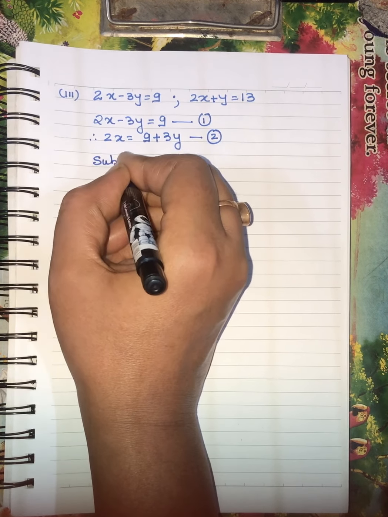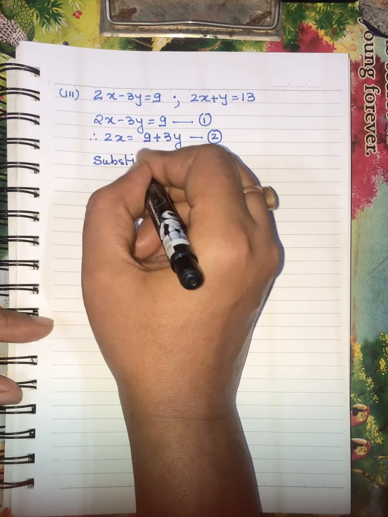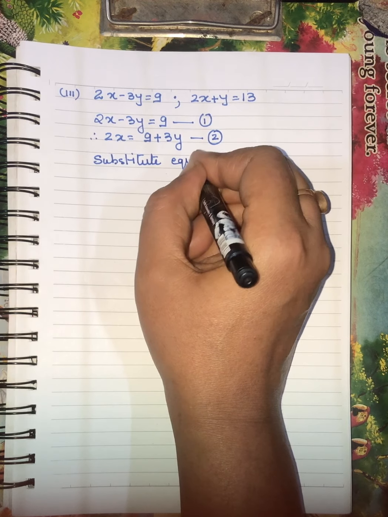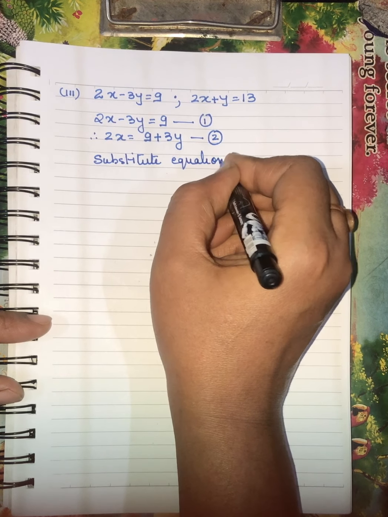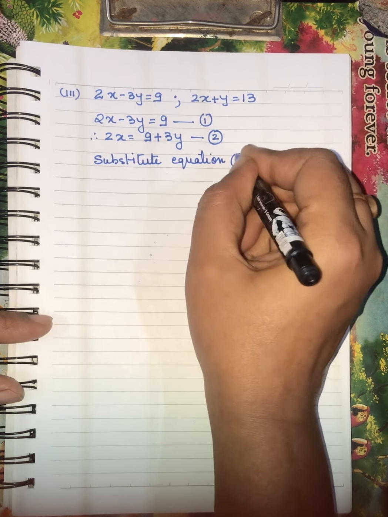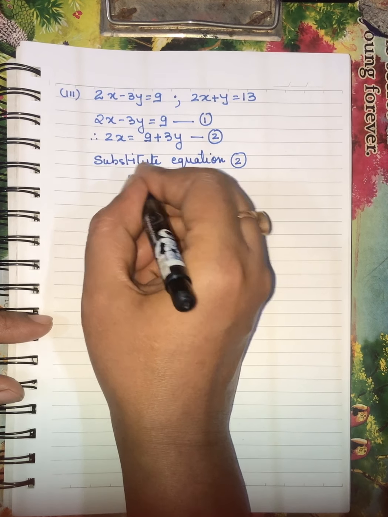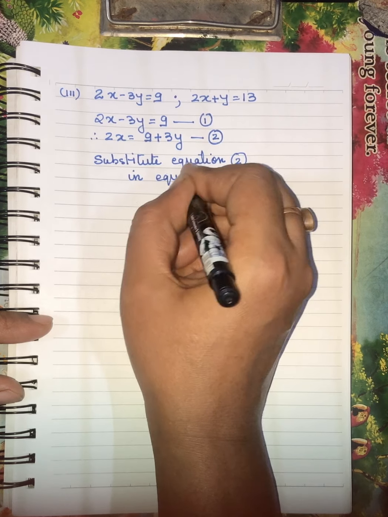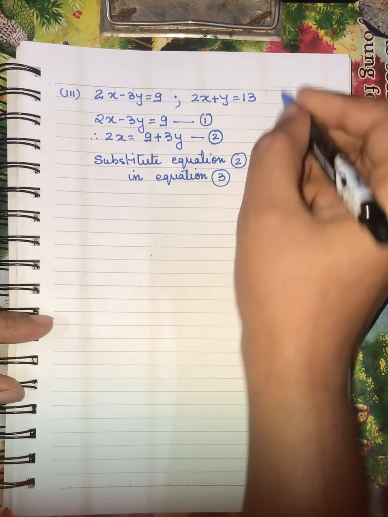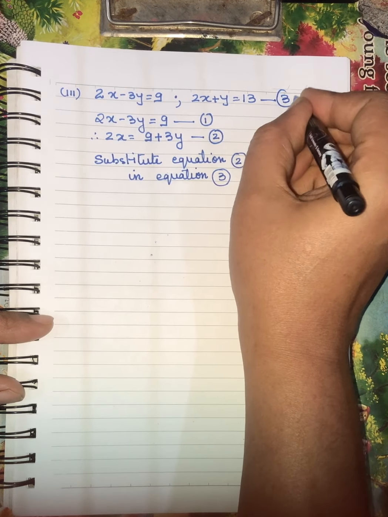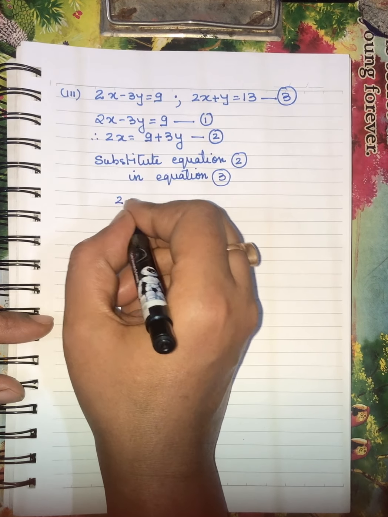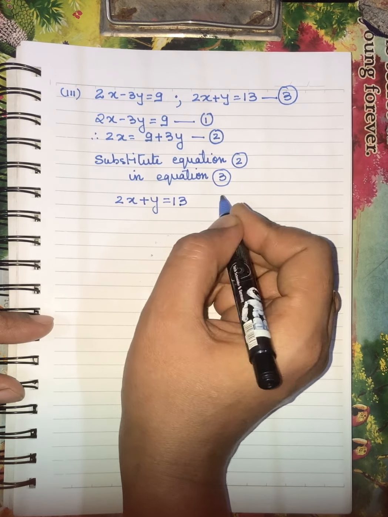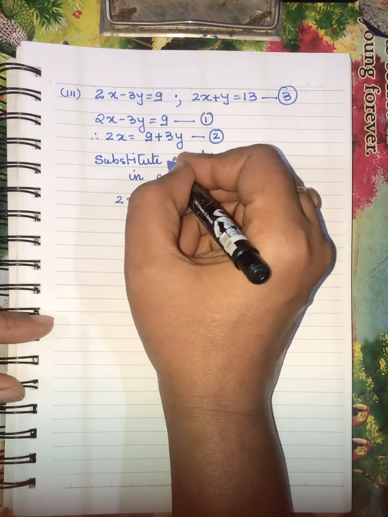Substitute equation 2 in equation 3. This is the third equation. So let us substitute. 2x plus y is equal to 13. Alright, so you can write it here.